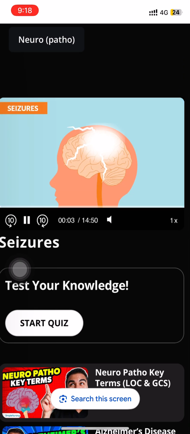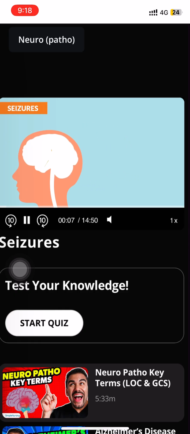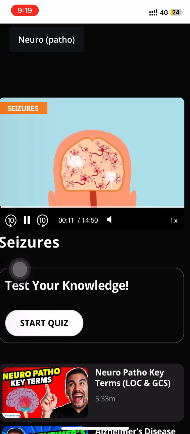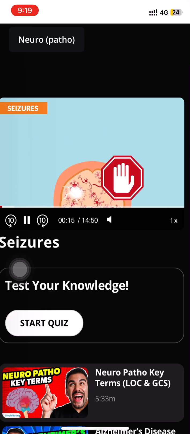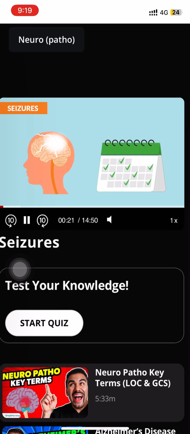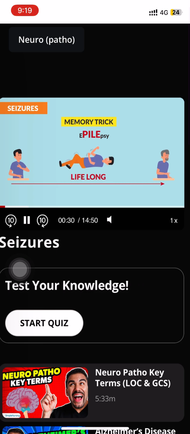Seizures are uncontrolled electrical discharges inside the brain, kind of like a fireworks show in the brain, or like a dysrhythmia in the brain. We have neurons that are randomly discharging when they're not supposed to be. Now, a key term is epilepsy. This is a long-term chronic condition with frequent seizures. So the memory trick is epilepsy, just think a pile of seizures. We just basically get a lot of them over a lifetime.